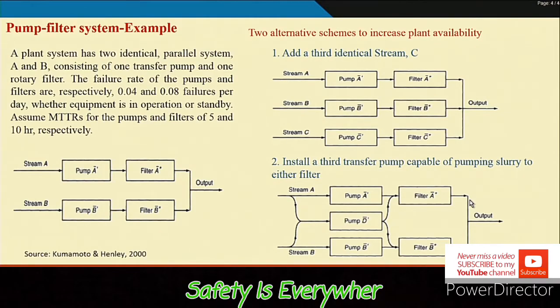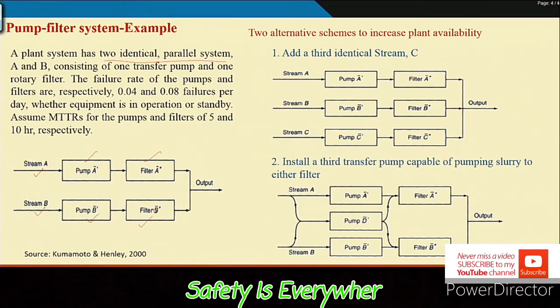Now, we will see one interesting example here. This example we have taken from the book by Kumamoto and Henley. I am just reading out the description of the plant. The plant has two identical parallel systems, known as stream A and stream B. They are identical but parallel. Both streams consist of one pump and one filter in series, and the two streams are in parallel.